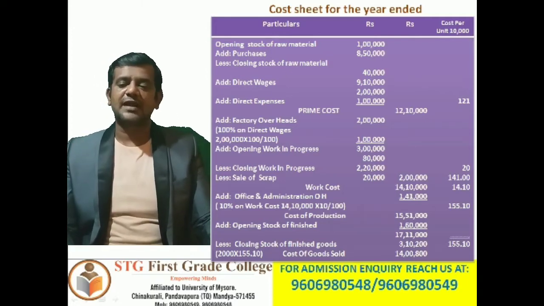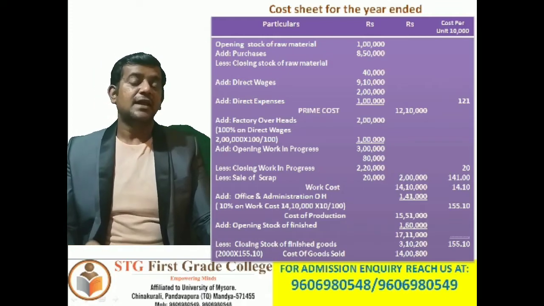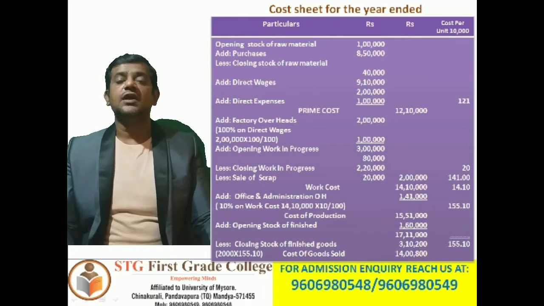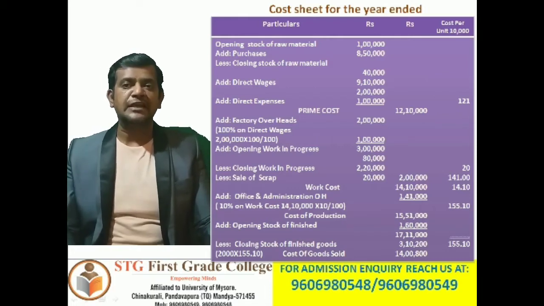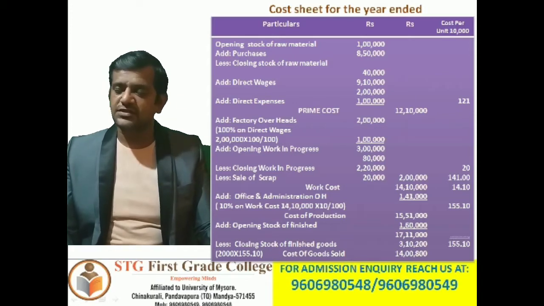So we are going to get 17,11,000. Now 17,11,000 less closing stock of finished goods. He has given only the units, so there is no value of closing stock. So how many units is it?